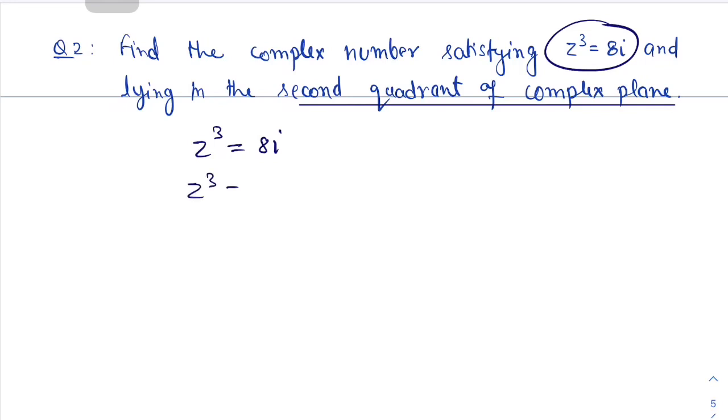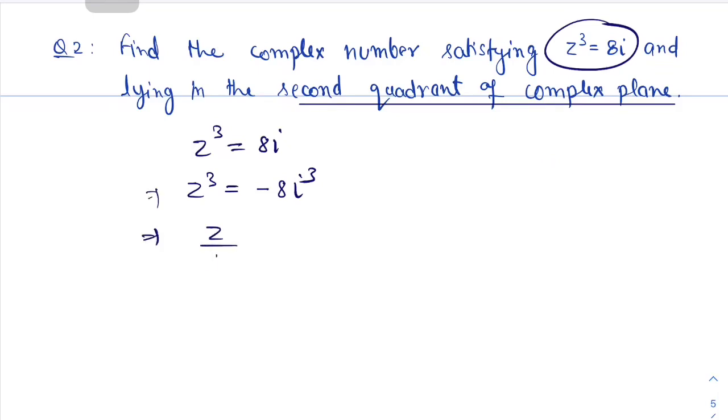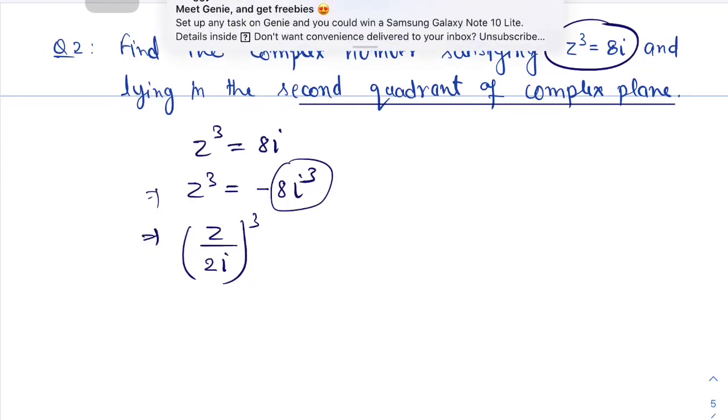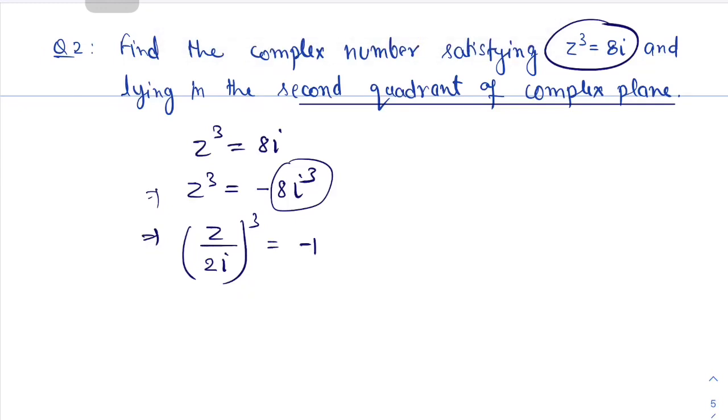I can write z cube equal to 8 iota as 8 iota cube. Iota cube is equal to what? Minus iota. So further we can write z upon 2 iota whole cube. This 8 iota is what? 8 iota cube can be written as 2 iota whole cube. So z upon 2 iota whole cube is equal to what? Is equal to minus 1.